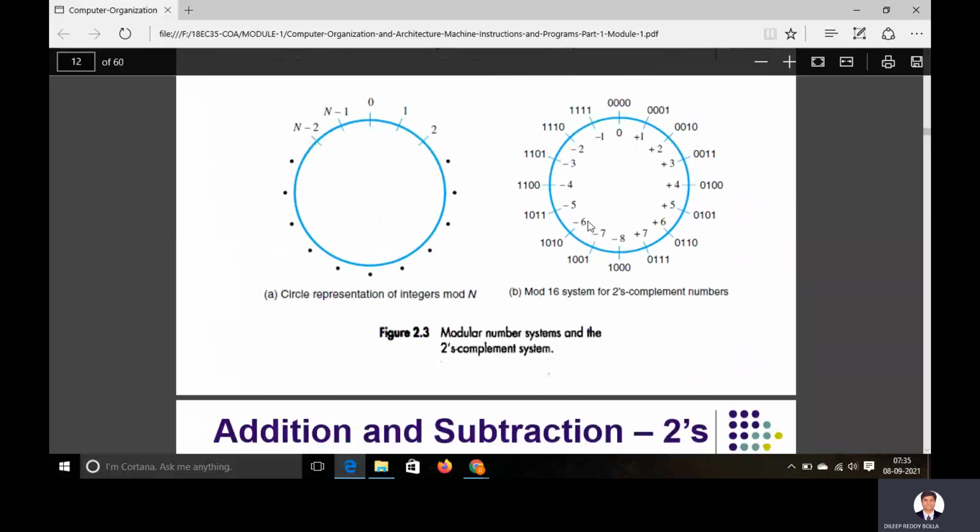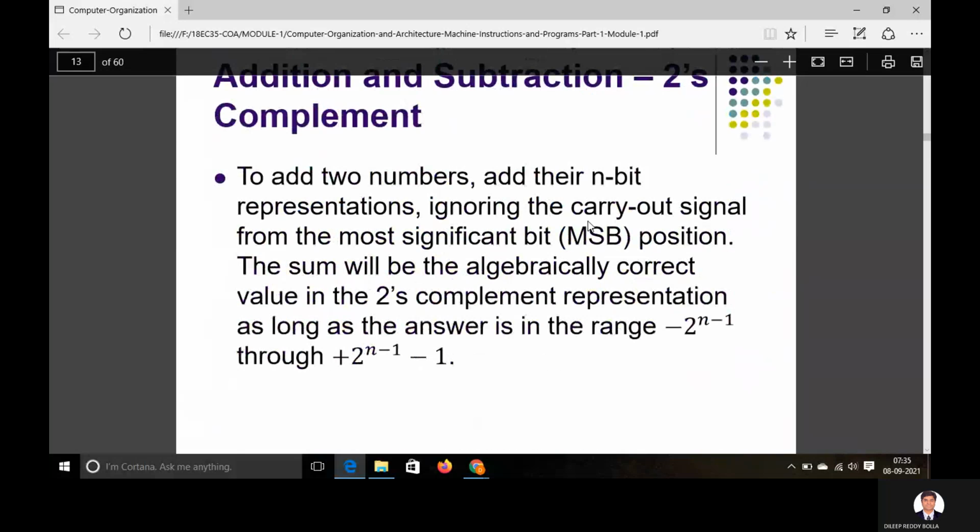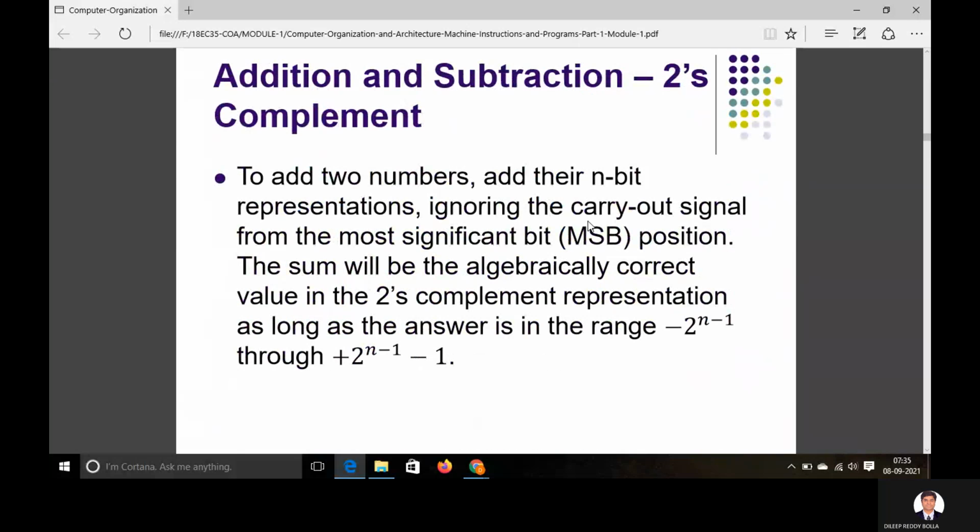It should be in the range of minus 2 power n minus 1. Let us say the value of n is 2. What is 2 power 2 minus 1? 2 power 2 minus 1: 2 minus 1 is 1, so 2 power 1.